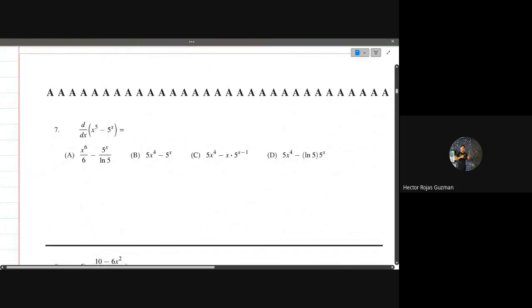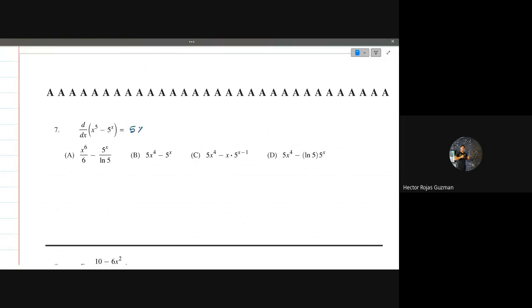Okay. Another derivative, a simple derivative if you guys know your rules. So for the first one, we're going to get 5x to the power of 4. That's a straightforward one. And just by knowing that, we can already cancel out a. Now the derivative of 5 to the power of x is 5 to the power of x times ln of 5. That's just a derivative you guys have to know. So here it is. The answer is A.